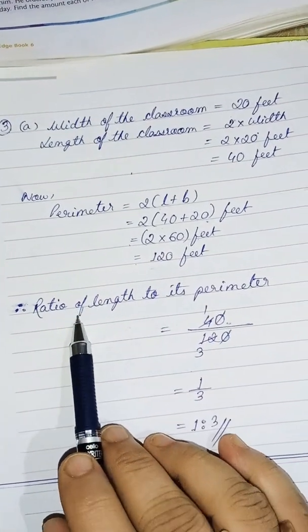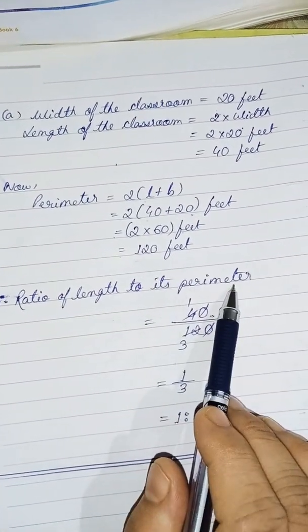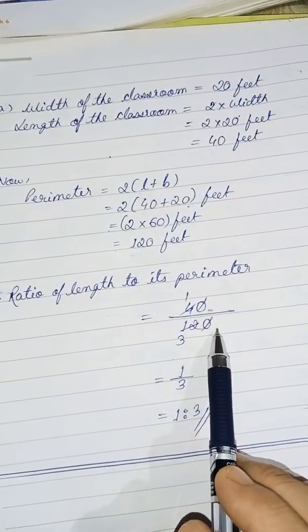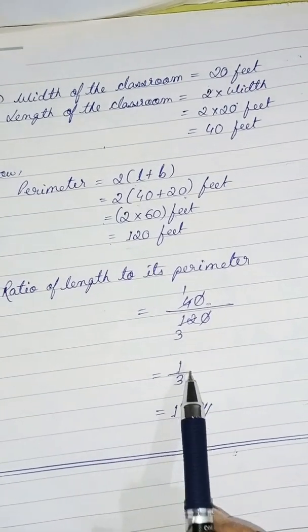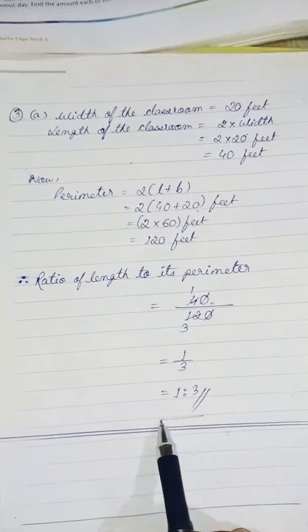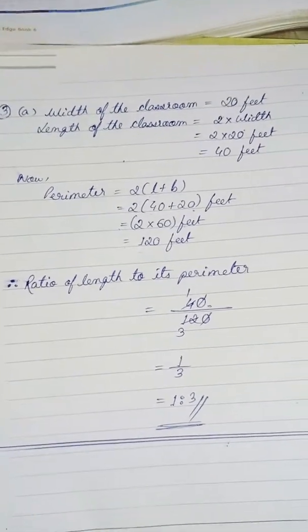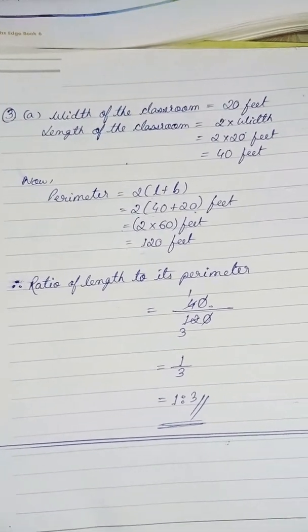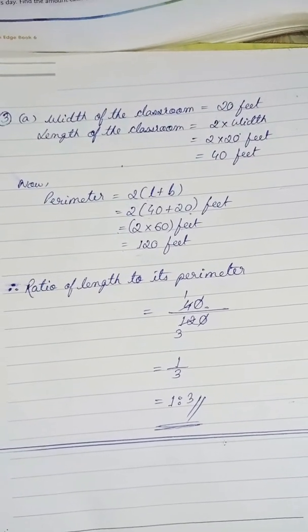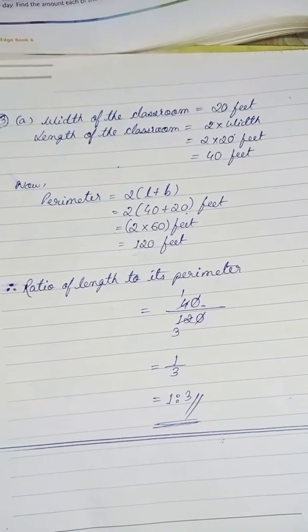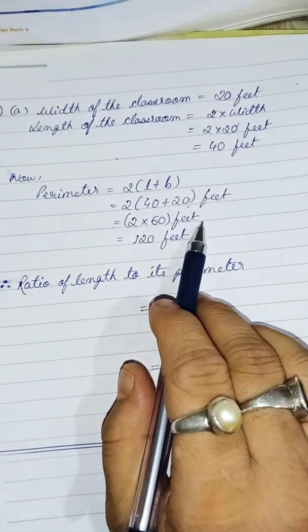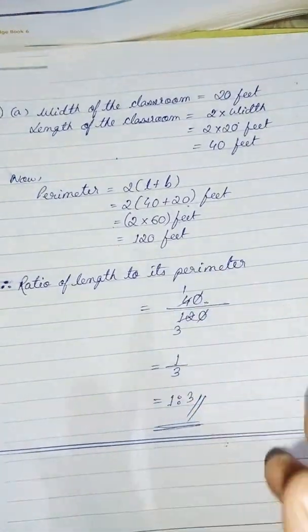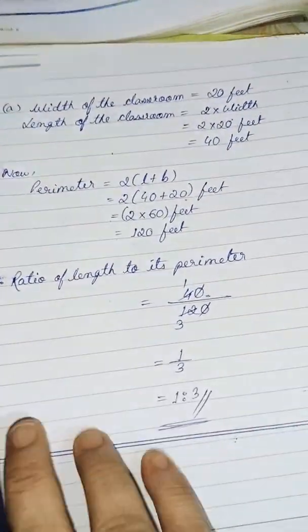Now we find the ratio of length to its perimeter. Length is 40, perimeter is this, so 40 by 120, the 0s cancel, 4 1s are 4, 4 3s are 12, 1 by 3, which is equal to 1:3. Okay, so the ratio is found. That was question number 3a. So 3b you will try yourself. In that case, length is given and the breadth you have to find out like this, and then you will take the perimeter and then you will find out the ratio.